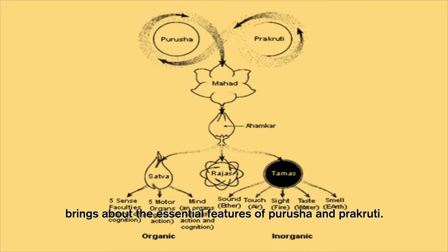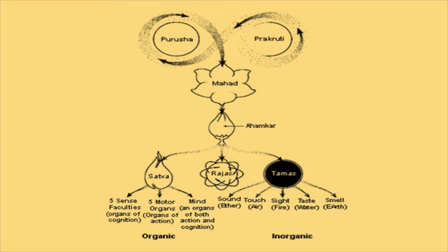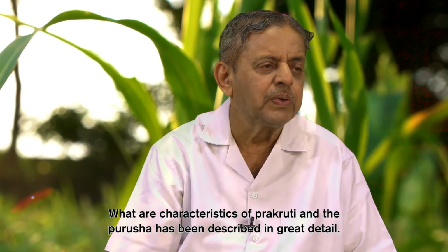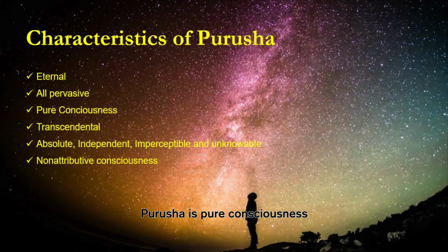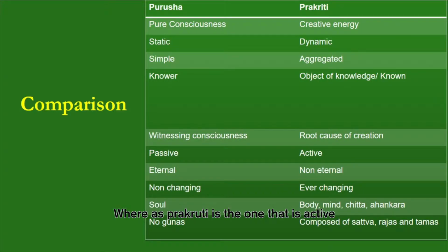Sankhya brings about the essential features of Purusa and Prakruti. What are the characteristics of Prakriti and the Purusa has been described in great detail. Purusa is pure consciousness. It is existence alone, whereas Prakriti is the one that is active. In a sense, the active phase, the manifested form, the kinetic form and the pure unchanging aspect.